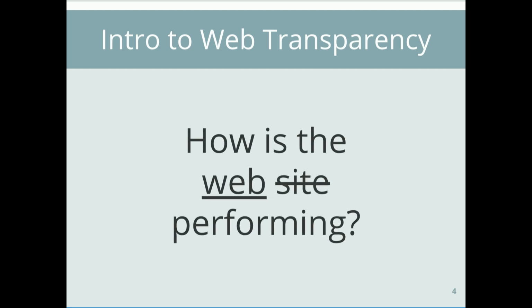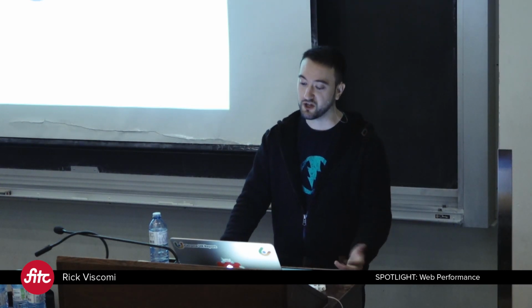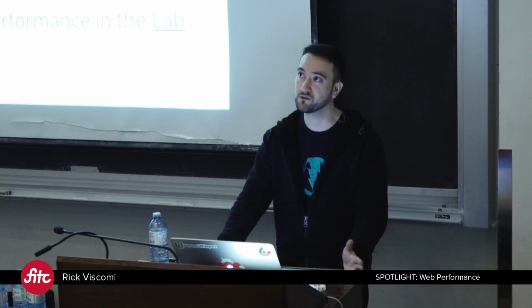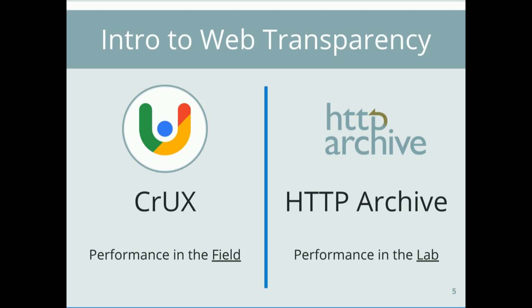So web transparency is taking this to the next level. It's not just how is the website built or performing, it's how is the web performing. And to answer that question, we need tools that scale to the size of the web. For example, on the order of millions of websites if we're just sampling it. So the tools that we use to understand the performance of the web are the Chrome User Experience Report, or CrUX for short, and HTTP Archive for field and lab data. You might have also heard field and lab referred to as RUM and synthetic.